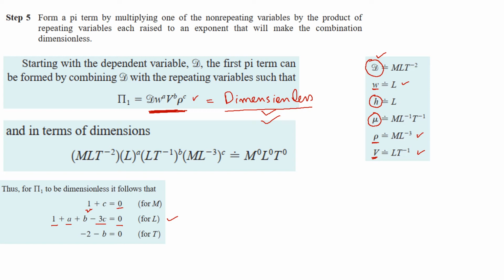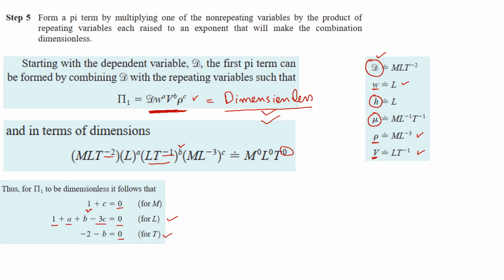In the first, the force term, we have time to the power -2, and then in the velocity term we have time to the power -1 multiplied by this b, so that's why it's -2 minus b is equal to 0, that is on the right hand side. So this is for time.